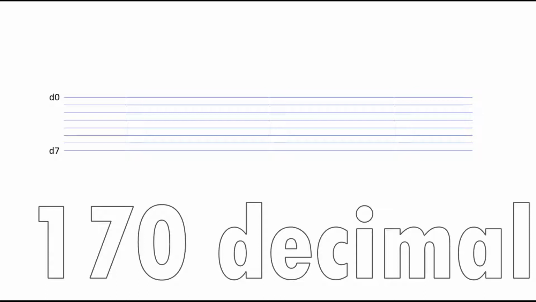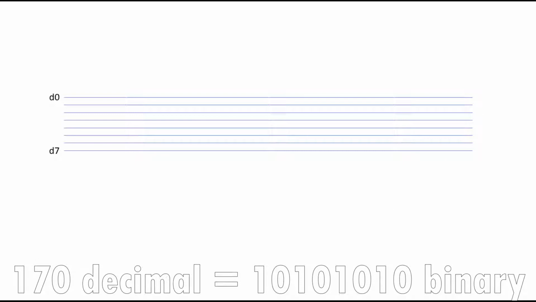And the way that this is done then is that a number is put onto the data bus to be transferred around by converting it into binary. So let's say we wanted to put the number 170 onto the data bus. Well, 170 in binary is 10101010. So we've got 8 bits labelled from D0 to D7 on the bus.